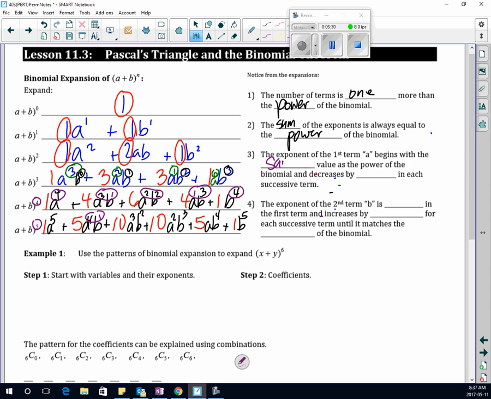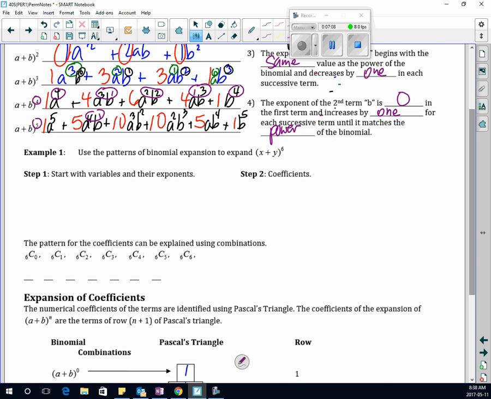Yeah? Okay, next one. The exponent of the first term a begins with the same value as the power of the binomial. Do you see? I started with a squared, and that's what the power was. I started with a cubed. That's what the power was. I started with a to the power 4. And then it decreases by 1 each successive term. And then what happens with the b? The exponent of the second term b is 0 in the first term, right? And then it increases by 1 for each successive term until it matches the power of the binomial. Okay, so knowing all this, let's expand (x + y) to the power 6.